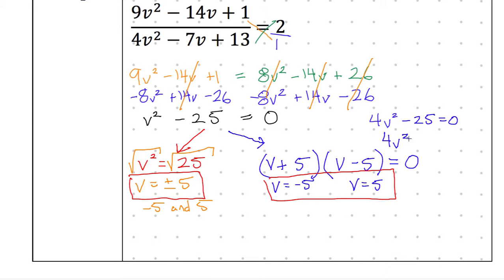Okay, so I have 4v squared is equal to 25. Oh wait, now I see it. You're going to end up with 2v squared on one side, and then it's going to equal 5. If I square root both of them, then I'm left with 2v is equal to 5, and then plus or minus 5. v equals 5 over 2.